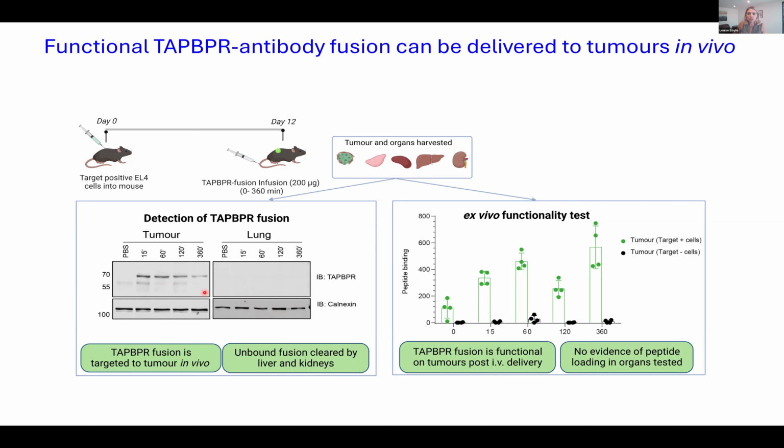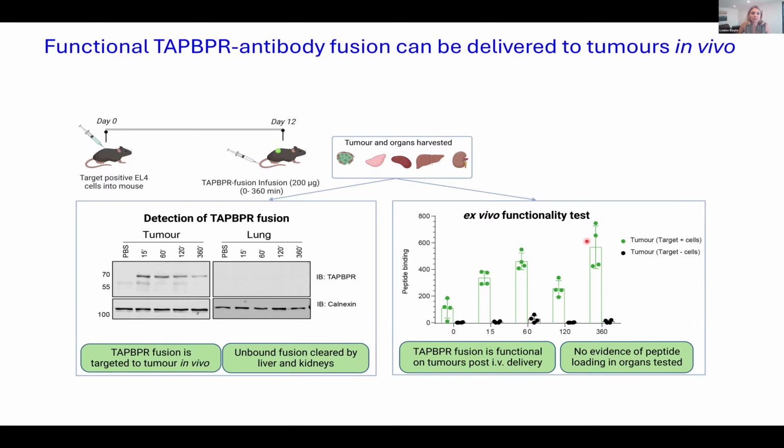Our data suggested that TAPBPR was specifically targeted to the tumours in vivo. It was detected in the tumour just 15 minutes post-IV infusion, and it was still present in the tumour 6 hours post-IV delivery. In contrast, we were unable to detect our human TAPBPR in highly vascularized organs such as the lung, and our data suggested that excess TAPBPR fusion proteins were being cleared by liver metabolism and renal clearance. So this data suggests that we can target TAPBPR to the plasma membrane of tumours in vivo.